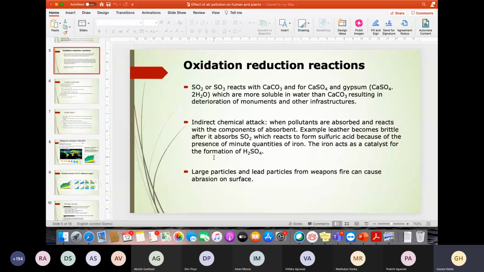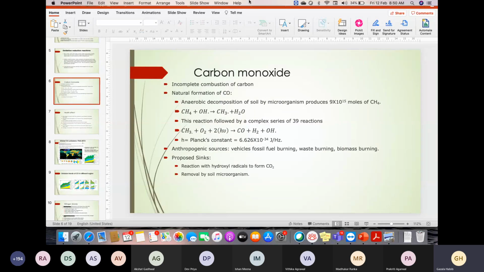So that is why the fog was very dense in that period. And in the same period the iron was high. So iron actually acts as a catalyst in this aqueous phase reaction. Okay, then carbon monoxide.